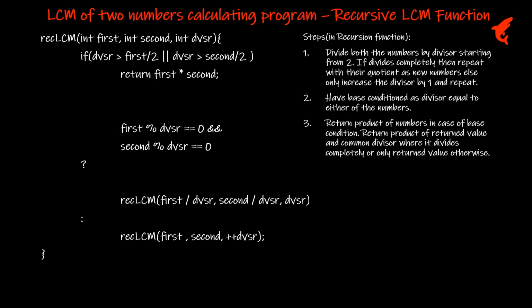But we also have to return values otherwise, when the base condition is not met. So we have to have a return statement, right? And what we return: the very same value when there is not going to be any division, but we return the product of the common divisor and the return value when there is going to be complete division of first and second by DVSR. So we are going to have divisor into the return value. Now how this actually works, we'll see in a dry run.